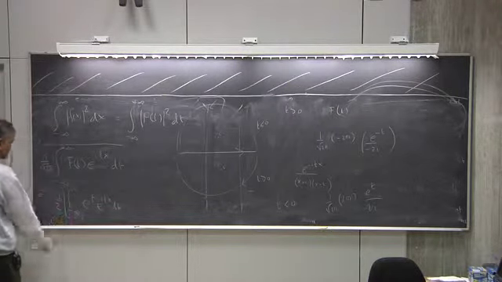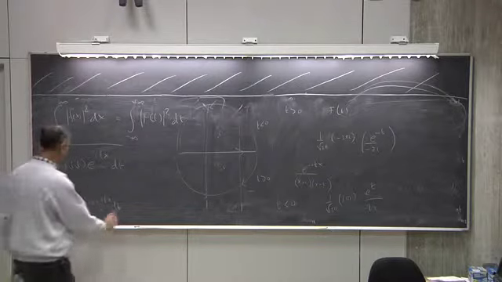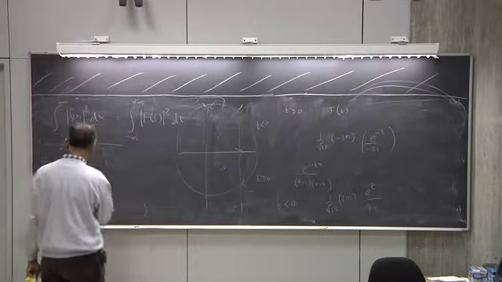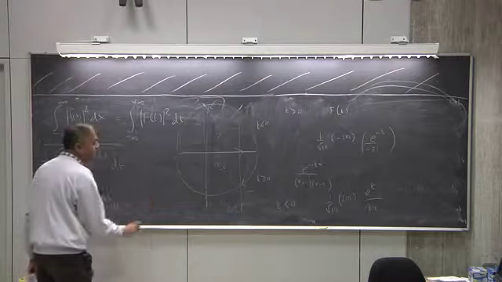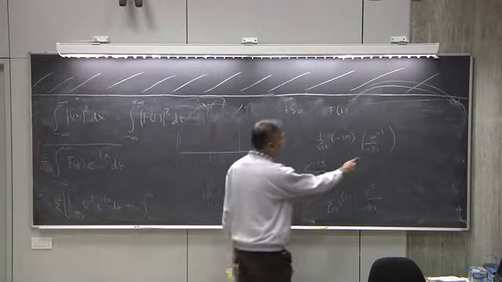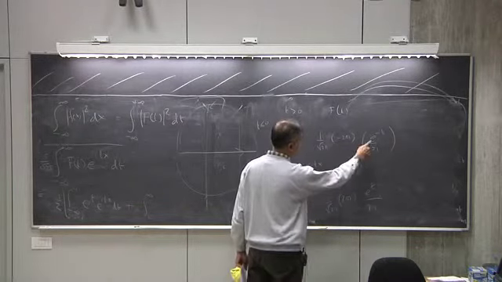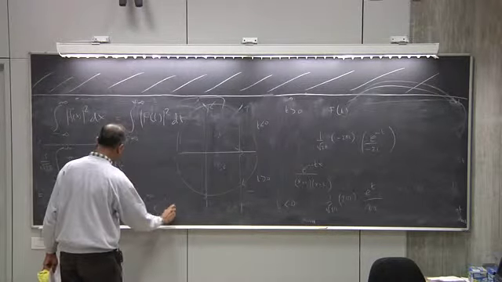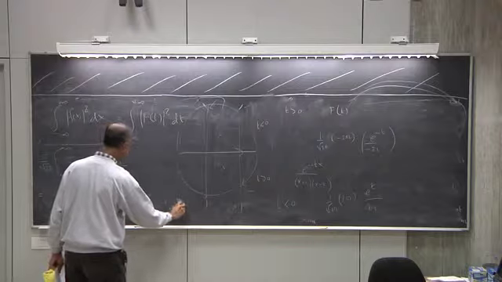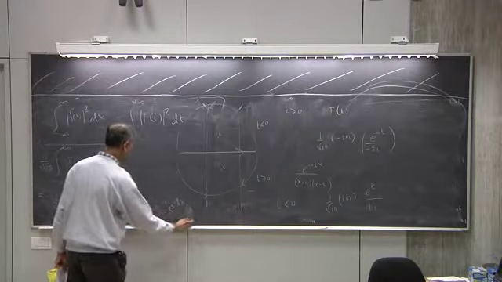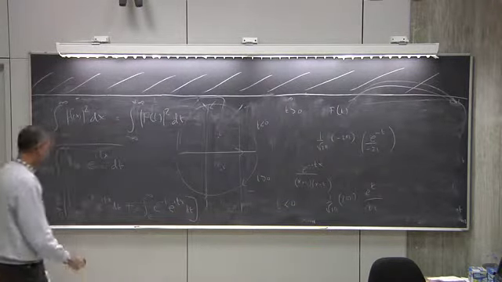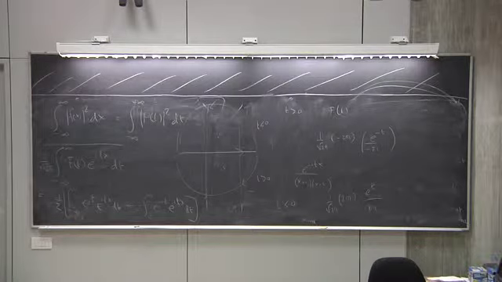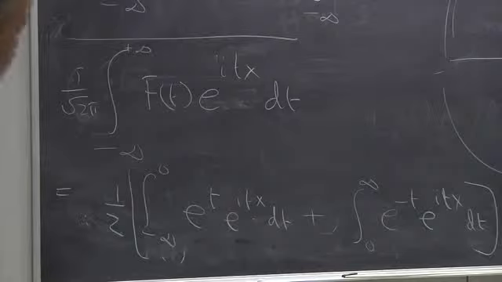That is from minus infinity to 0, and from 0 to infinity you have the same factor, 1 over 2, but now I have e to the minus t times e to the i t x dt. Yeah? Okay.